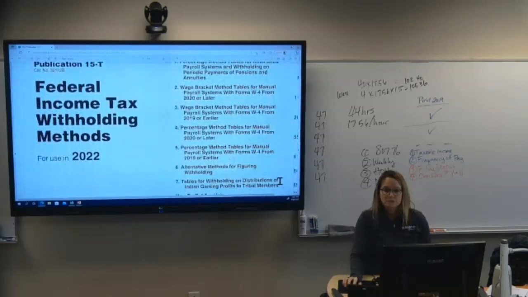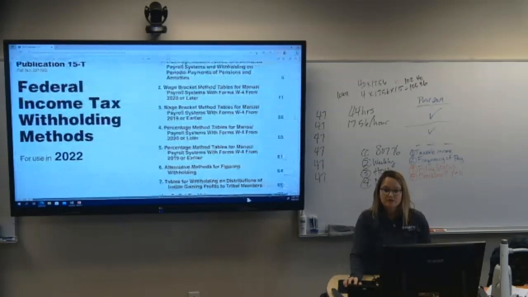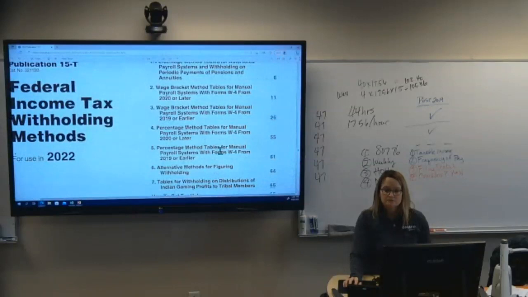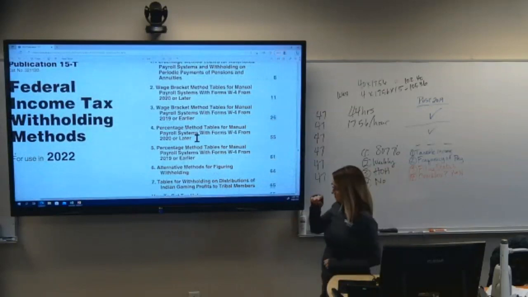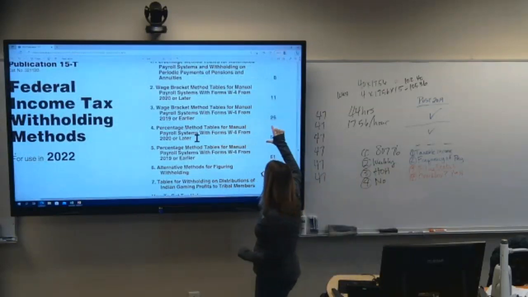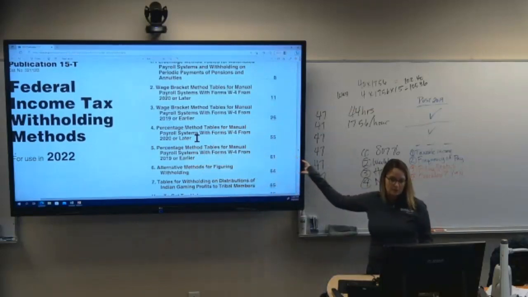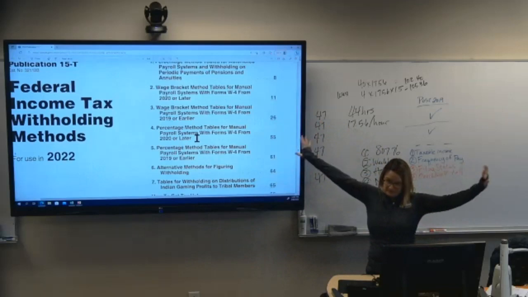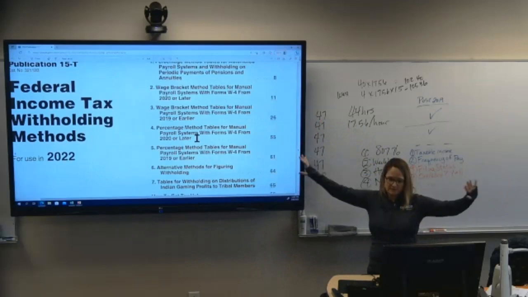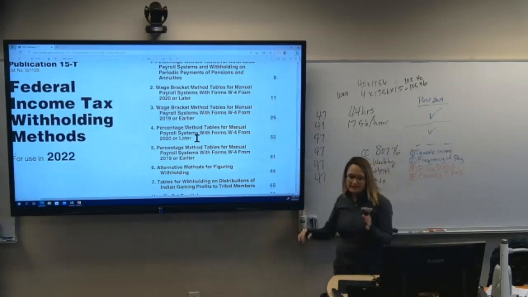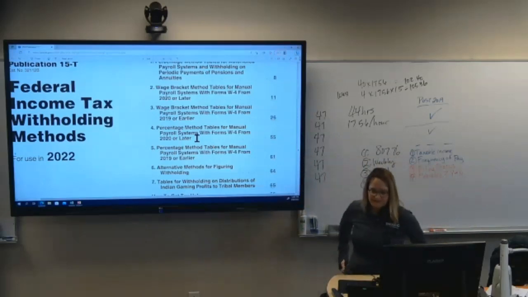If it just says a manual system, then you're going to use one of these. If it's 2020 or later, it's got a separate chapter from if it's 2019 or earlier. Those automated systems, it applies to every W-4, right? Okay.